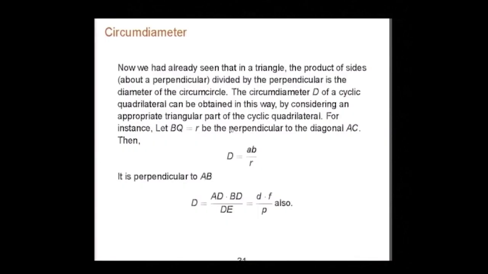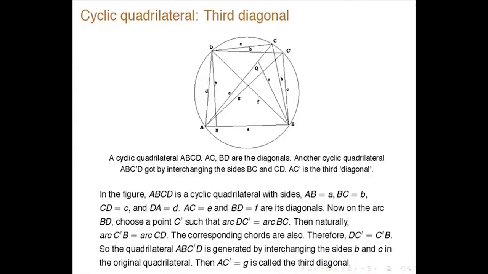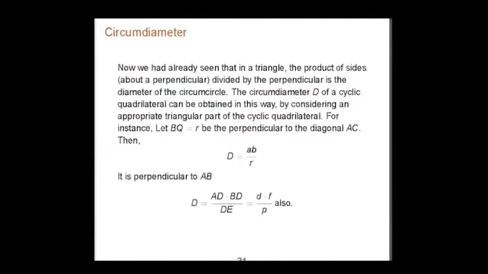So then you will get the circumdiameter. I have already given this result earlier. Suppose this is a triangle ABC. Then BQ is perpendicular to AC. It may not appear in the figure like that, but take it like that. Suppose this perpendicular is P. Then he states that D is equal to AB by P. This is a Brahmagupta result, which I don't have to say again. And you can also write it as D into F by P.